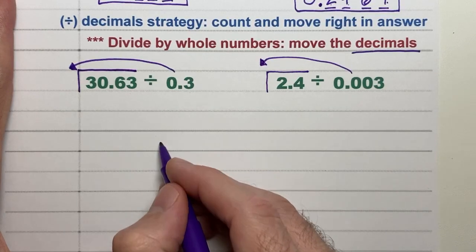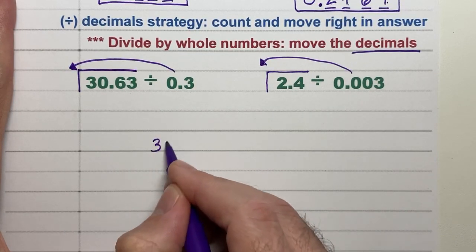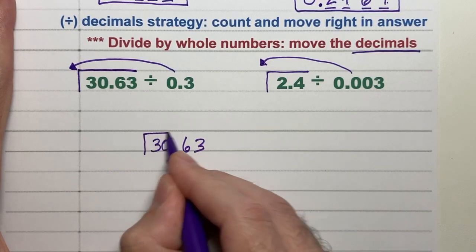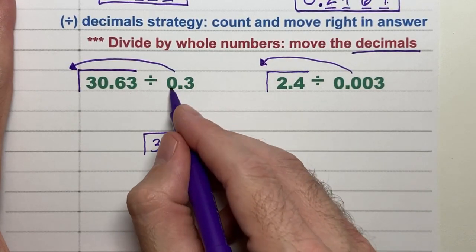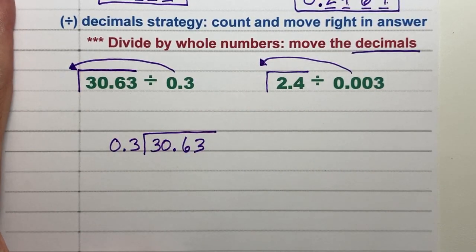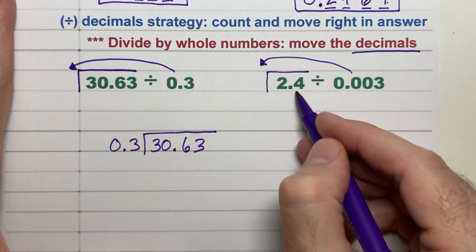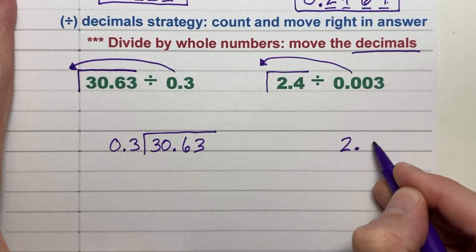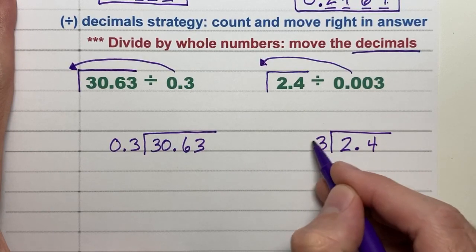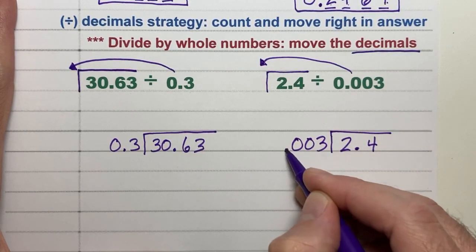So let's set this up. We have 30.63 being divided by 0.3. And 2.4 is being divided by 0.003.